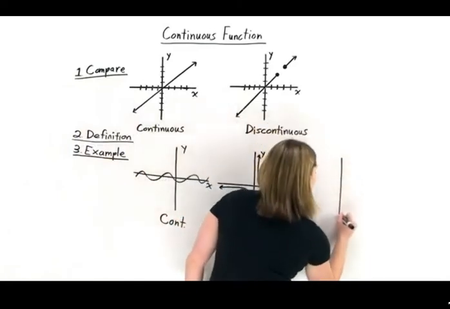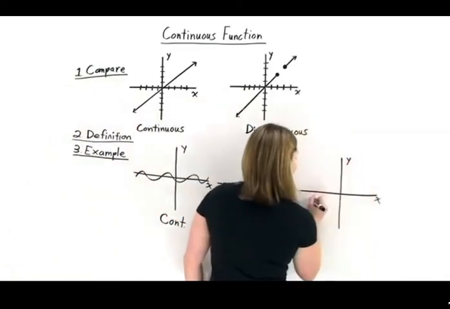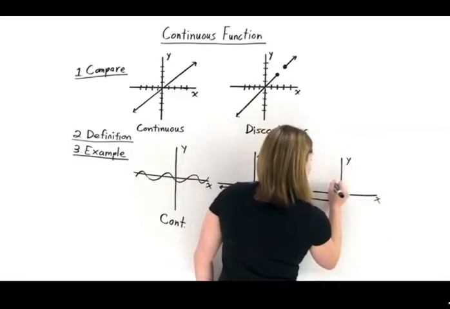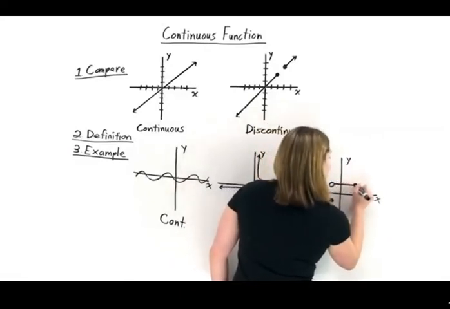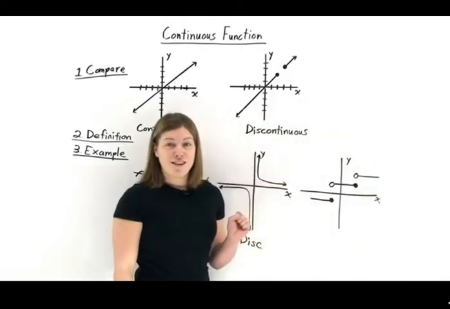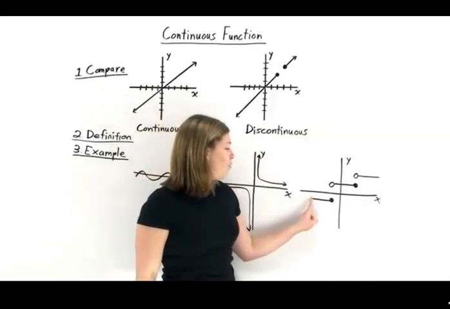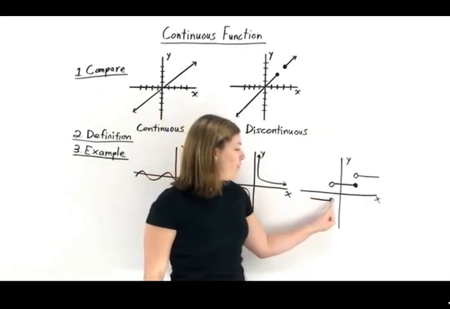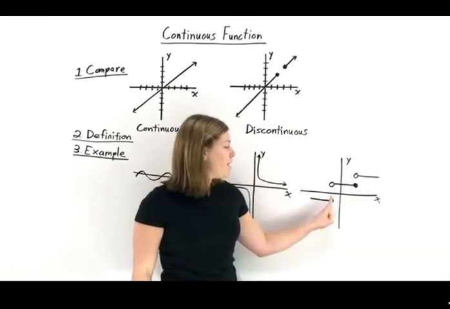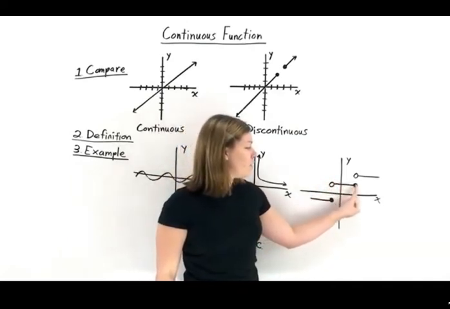Okay, let's take a look at one more graph. Let's say we have a graph that looks like this. Is this graph continuous or discontinuous? Well, again, let's see if there are any breaks or jumps. We take our finger or our pencil and we start tracing our graph. And we get to a point where we need to pick up our finger and put it back down in order to continue to trace the graph.